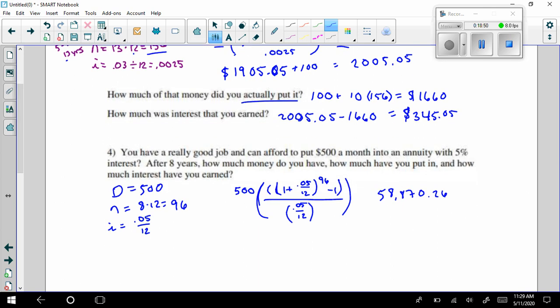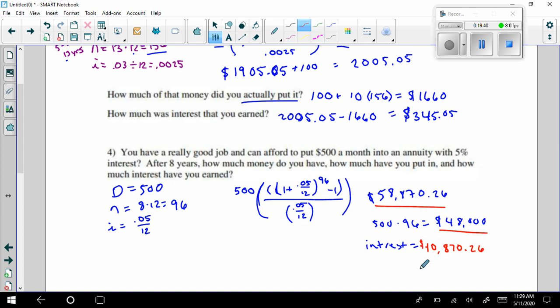All right, so that is how much money that I would have saved up. How much money I put in? I put in 500 times 96. So I put in 48,000 of that myself. And so the interest is this one minus this one. So we get 10,870.26 in interest. That's a lot of interest.